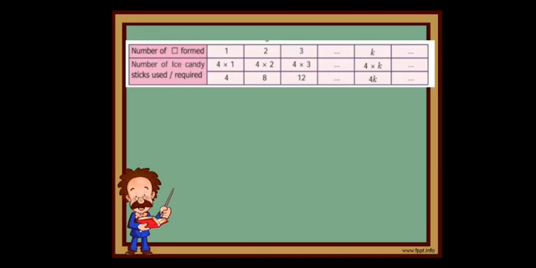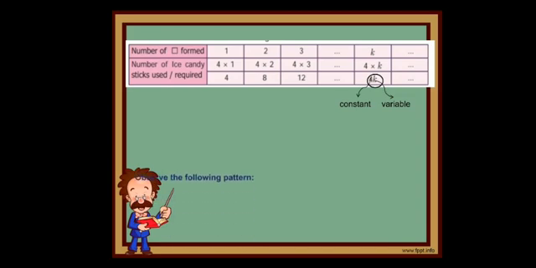So if we continue in the similar way, for k number of squares to be formed, how many ice candy sticks are used? It is nothing but 4 times k, 4k. So to form k squares, we need 4k ice candy sticks. When we consider this 4k, here 4 is a number, and any number is a constant. So 4 is a constant and k can take any value. The value of k changes, so k is a variable here.